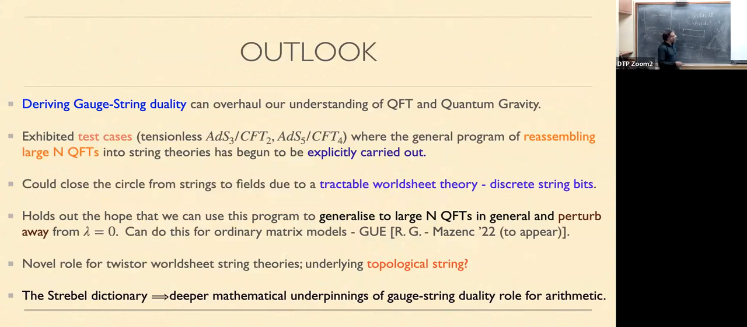But let me just conclude by saying, I think gauge-string duality can overhaul our understanding of QFT and quantum gravity, and in the test cases you can see this explicitly carried out. And in some cases, see this tractable world sheet theory, which is a sort of string bit picture of the world sheet. And I talked yesterday about something for the ordinary matrix model, twistor world sheet string theory, and underlying topological strings. I think these enlarge our notion of what world sheet descriptions we can have for this tensionless limit. And as is always the case in physics, there are deeper mathematical underpinnings to many of the things that we uncover.